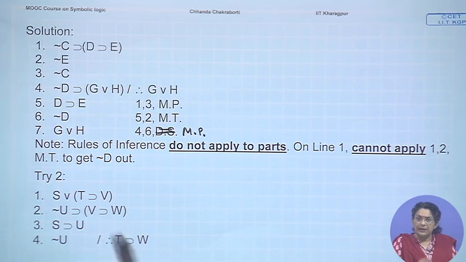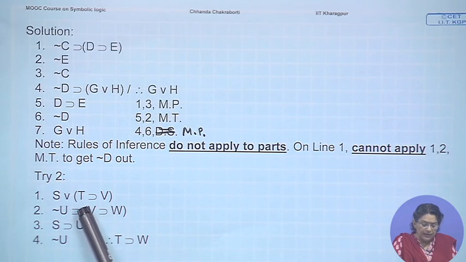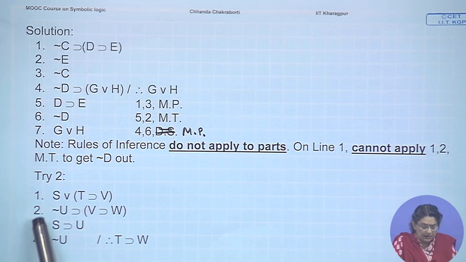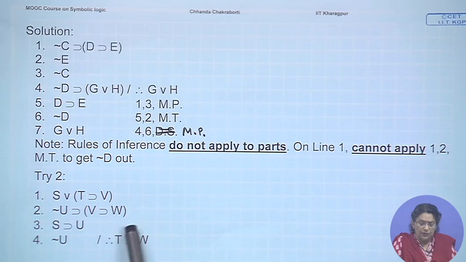And that should ring a bell in your mind, that here is a chance, if we can get T horseshoe V and V horseshoe W out, then the chain rule of the hypothetical syllogism will give us T horseshoe W. So, the point is, how do I get V horseshoe W separate standalone? How do I get T horseshoe V separately out? Now, for V horseshoe W, the problem is easy. Why? Because look at your premise, line number 2 and 4 combined, application of modus ponens will give you V horseshoe W separate. Got it? But T horseshoe V is still not very clear.